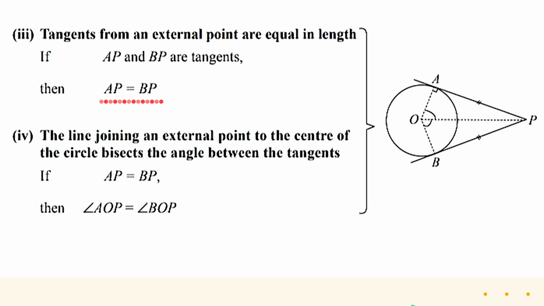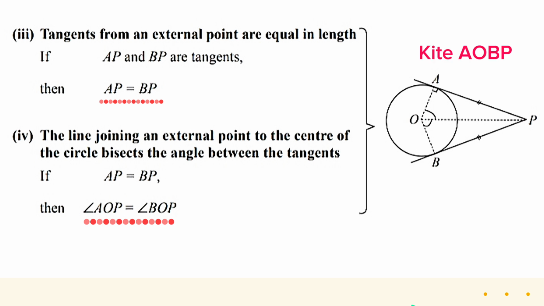The line joining an external point to the center of the circle bisects the angle between the tangents. Notice the diagram. If AP equals BP, then the angle AOP is equal to the angle BOP. The diagram shows a kite AOBP.